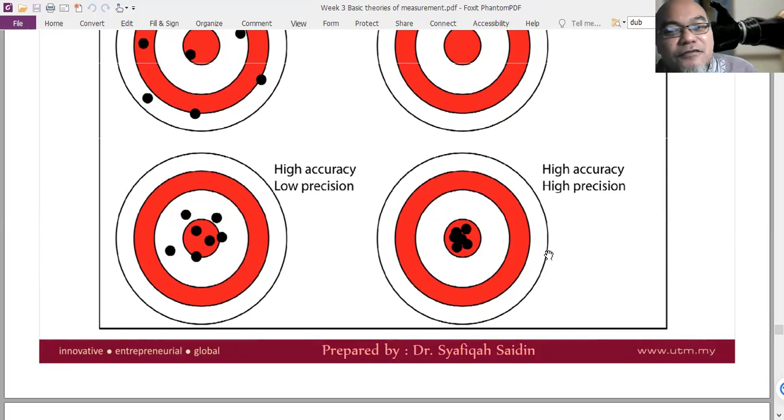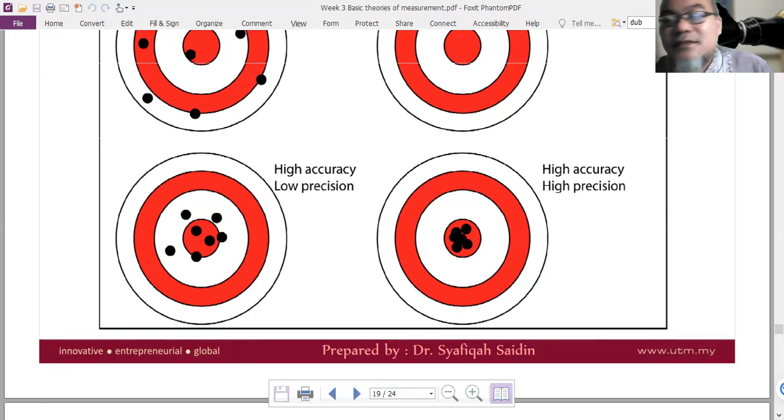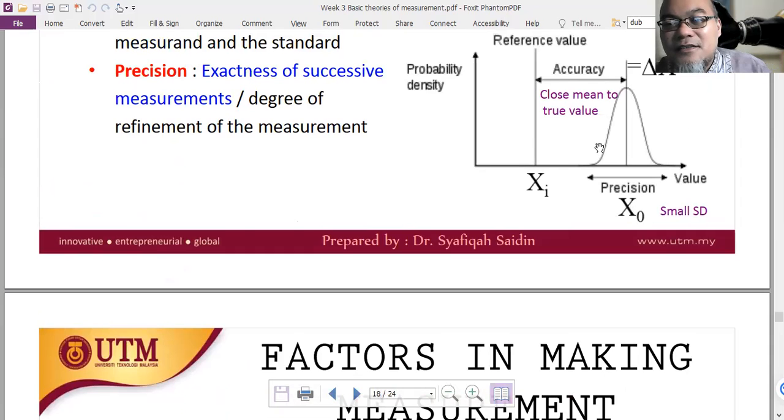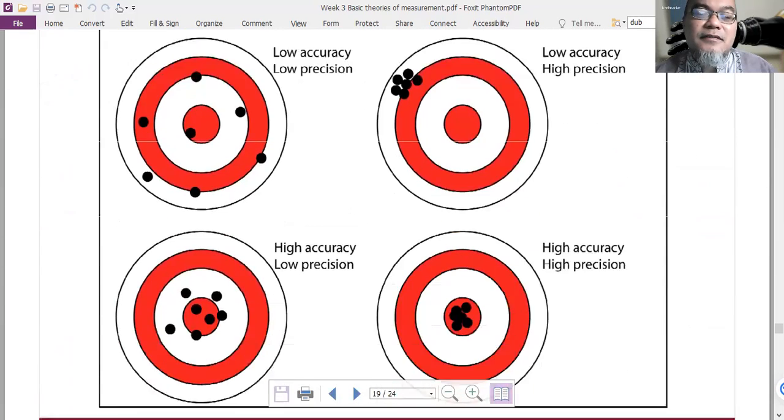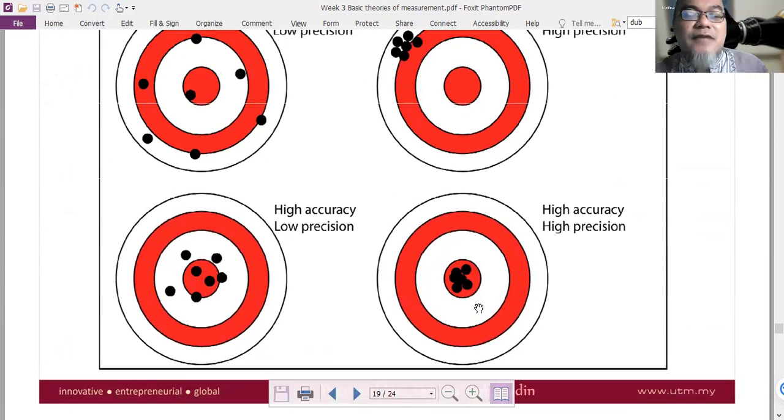Then the perfect one, of course, which we all want for measurement, is when we do measurement multiple times and the variation between measurement one, measurement two, and the nth measurement is very small. The spread is very small. In this case, we have very high precision. The standard deviation, the sigma, is very small. We have high precision. The average of our measurement, XO here, is also very close to the XI. The delta X is very small here, so it means we have high accuracy.